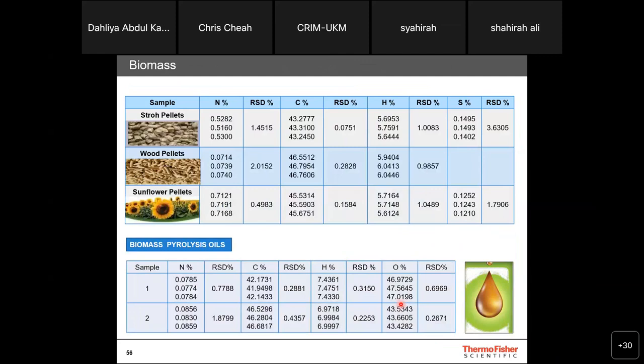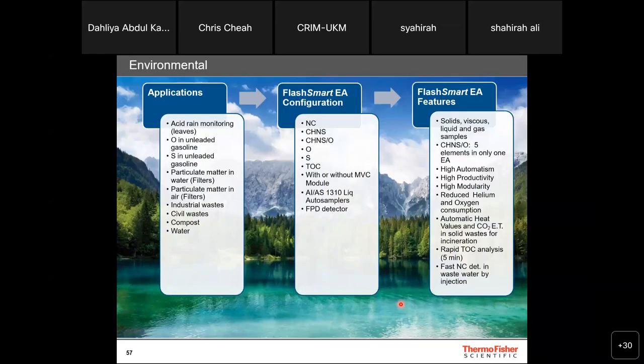Biomass. Okay, interesting topic. We talk about wood pellet, we talk about sunflower pellet. How are we going to use this to substitute biofuel? A lot of analysis and research and development is being done currently on biomass and also on pyrolysis oil. They want to determine whether this will produce sufficient energy.